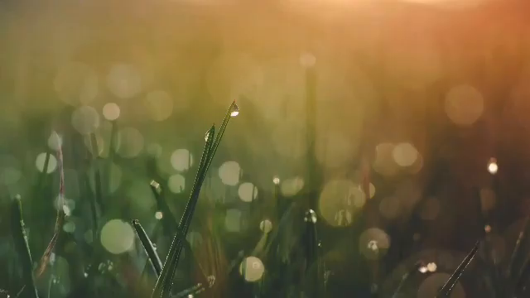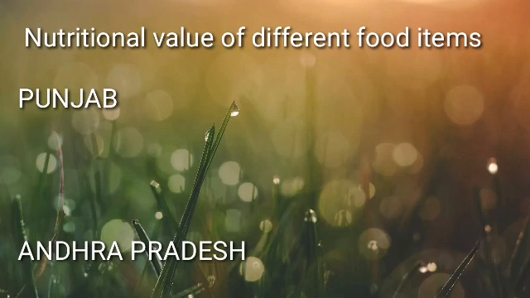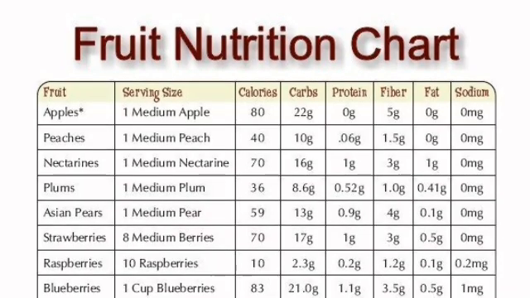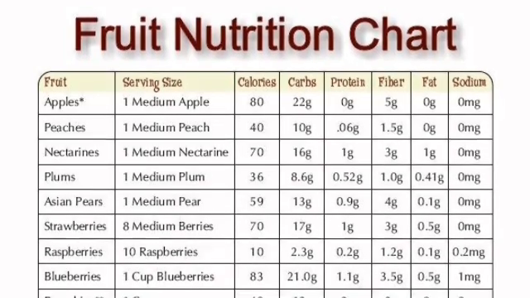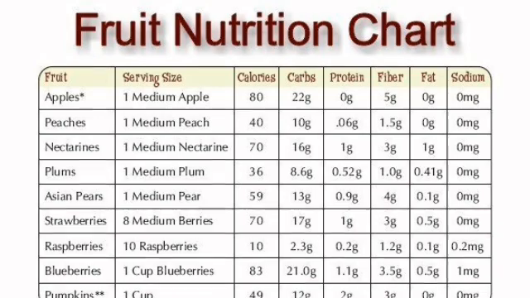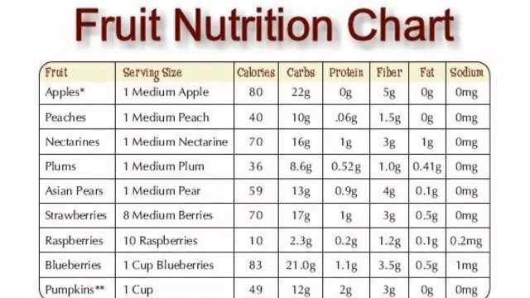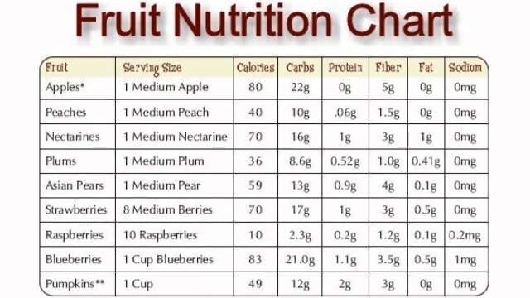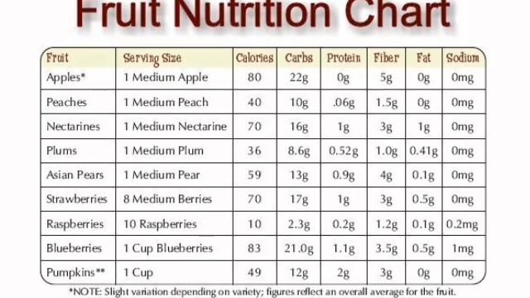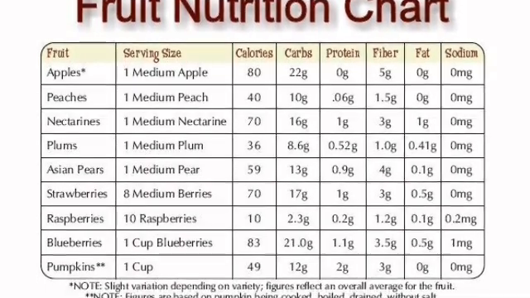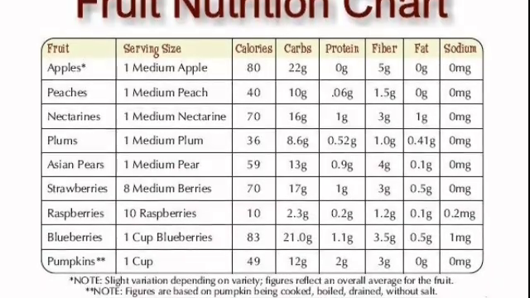Then on the next page you will write down the nutritional value of different food items. You will choose 5 or 7 food items from Punjab and 7 from Andhra Pradesh. You will write down the nutritional value of those food items, and you will write down this in a tabular form. As you can see in the picture, there are some fruits and their nutritional value, and in the same way you are supposed to pick food items, or you can choose fruits or vegetables or any food items from Punjab as well as from Andhra Pradesh, and you will write down the food items separately in a tabular form.